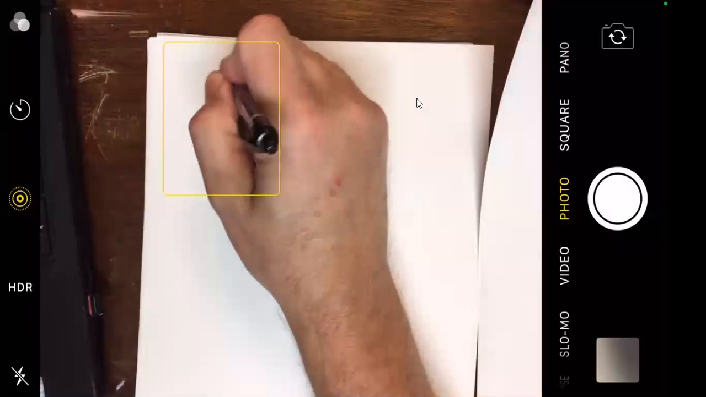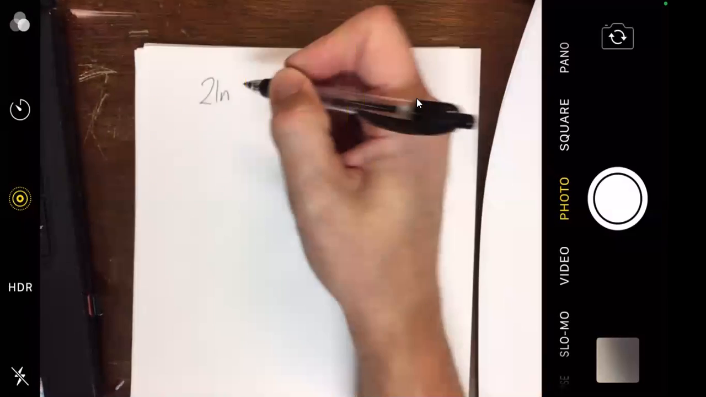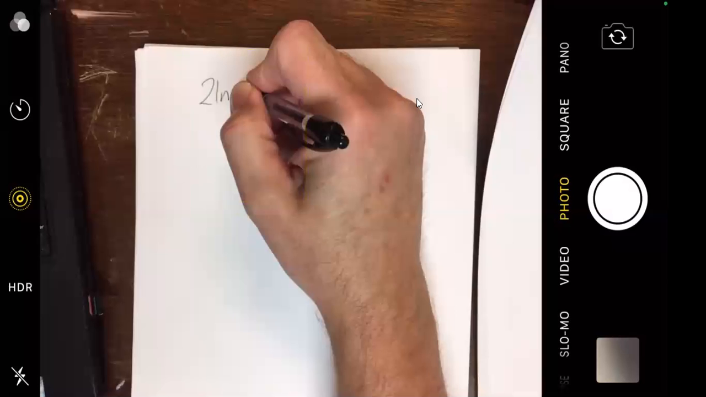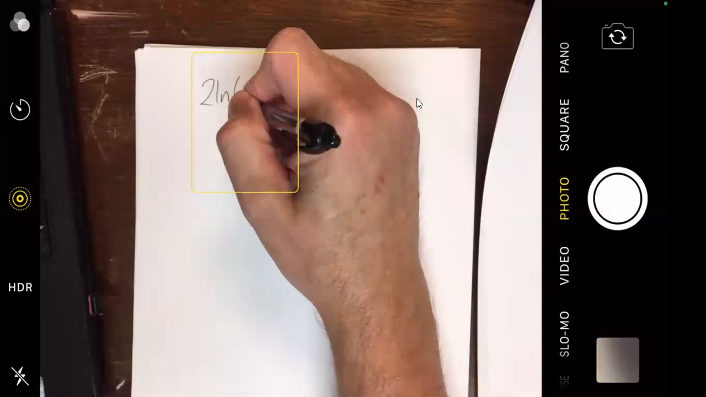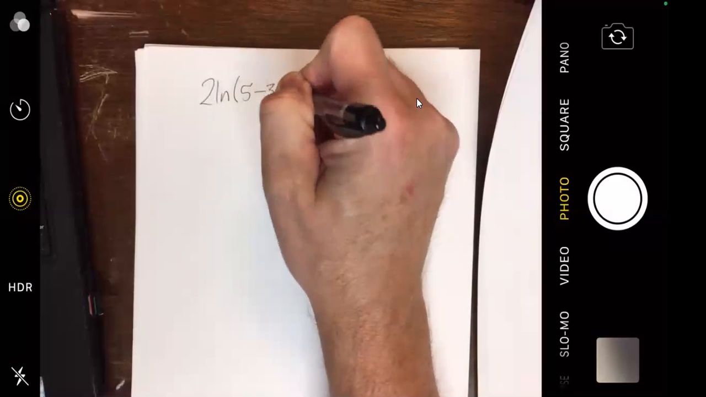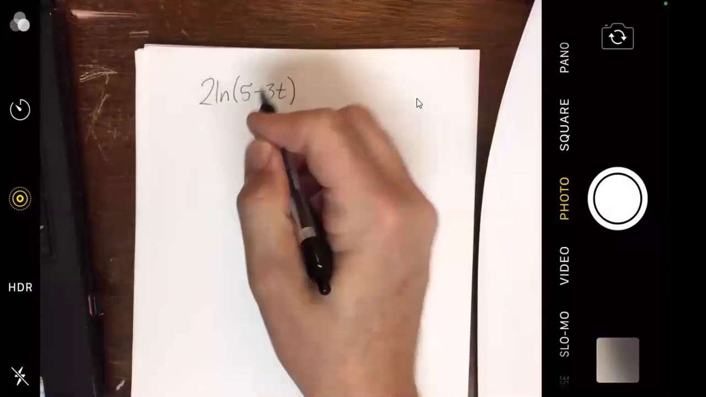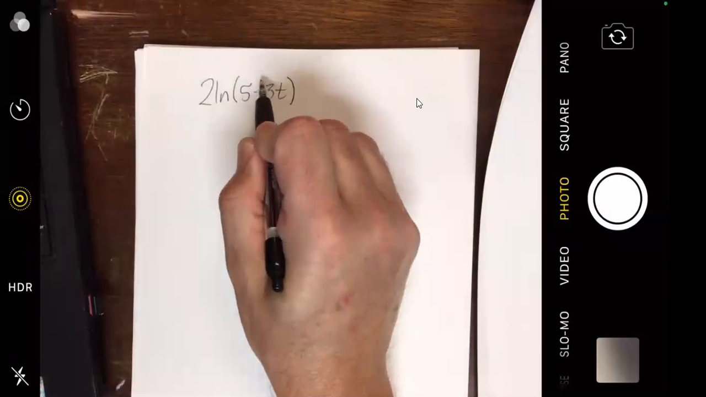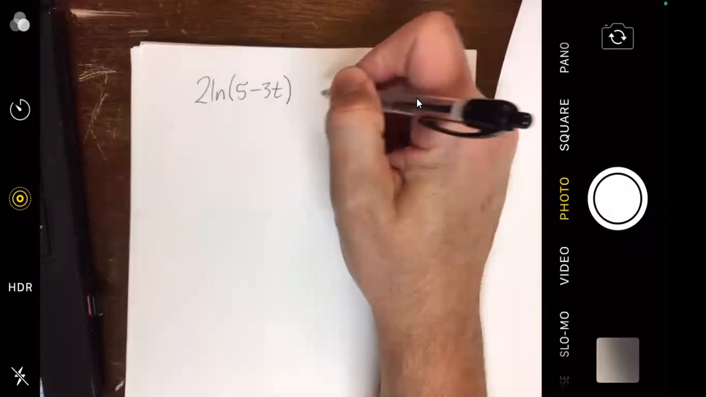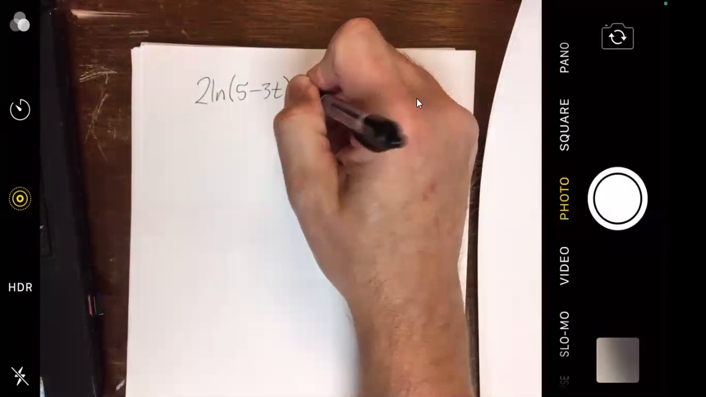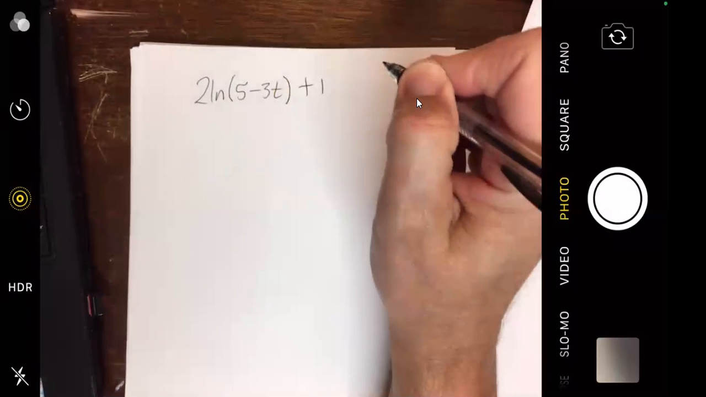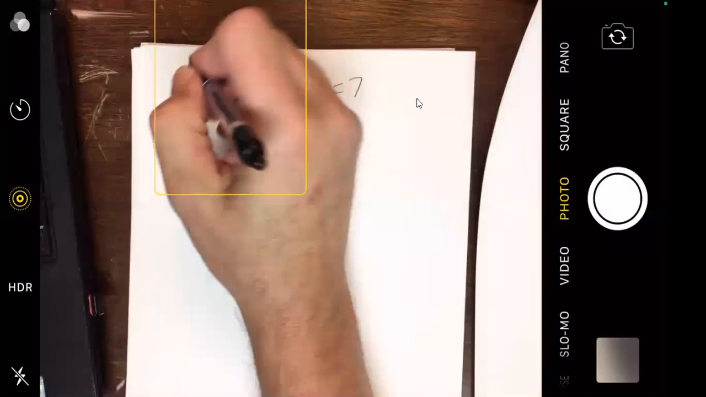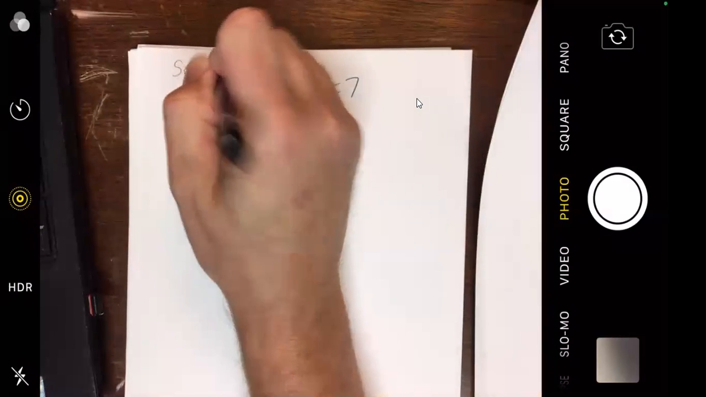2 ln times 5 minus 3t, parentheses. It's ln of 5 minus 3t, not times. Plus 1 equals 7. And we're trying to solve this? That is correct.